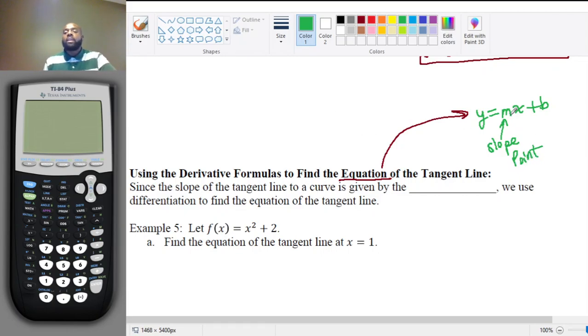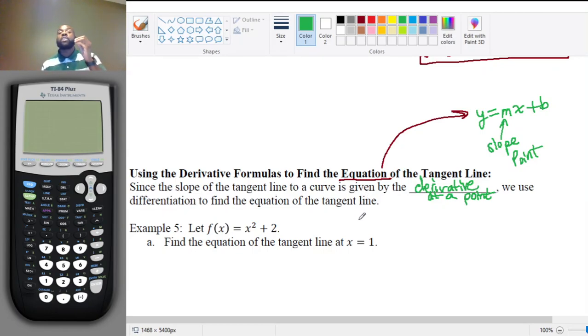Now, the slope of your tangent line is equivalent to your derivative at a point. Since the slope of the tangent line to a curve is given by the derivative at the point, we use differentiation to find the equation of the tangent line.